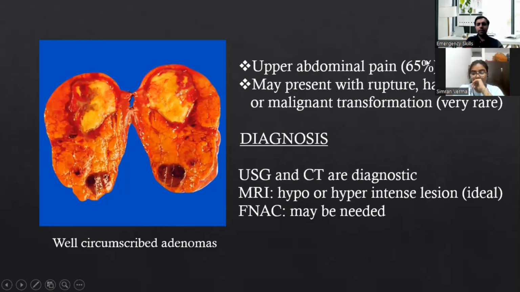Generally it won't present; it's also asymptomatic, but you can have upper abdominal pain sometimes, and it may present with rupture, hemorrhage, or malignant transformation. This is also very rare. So how will you diagnose? We have USG and CT. MRI we don't do, but ideally it should be done. We will see a hyperintense or hypointense lesion. FNAC, if required, can be done.